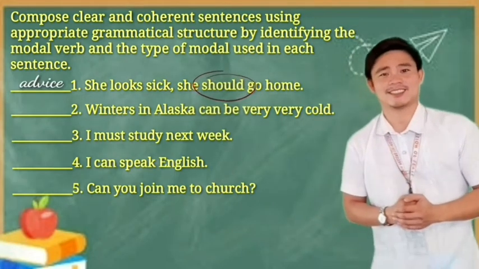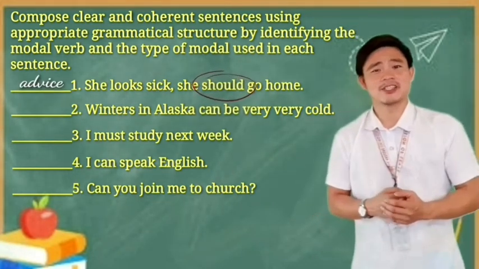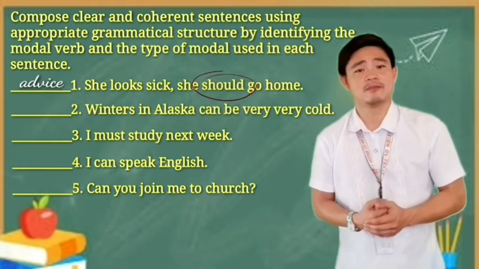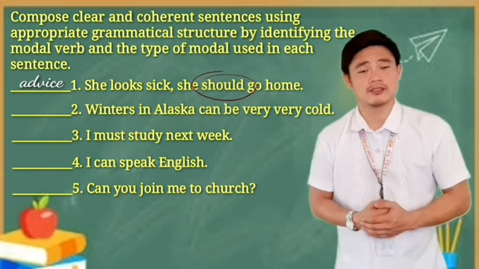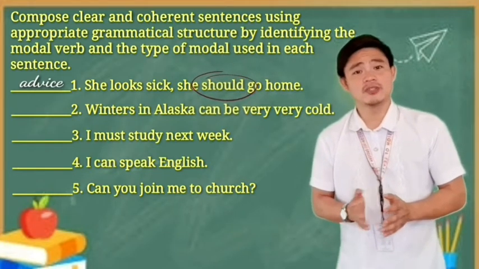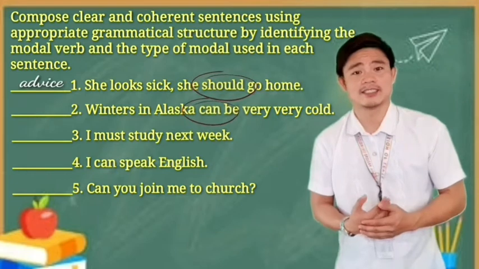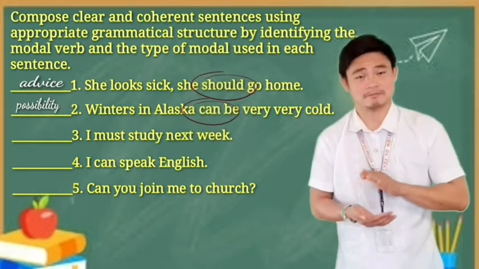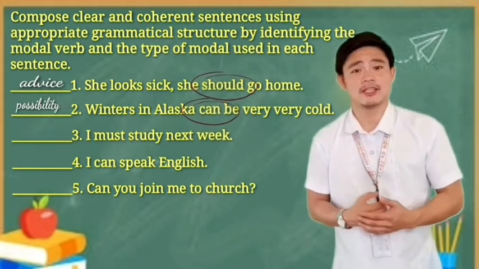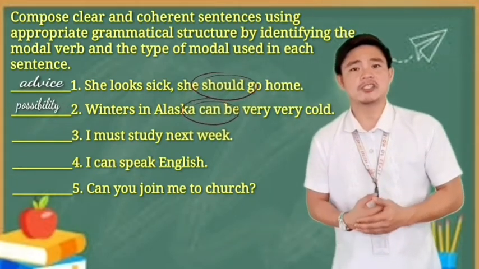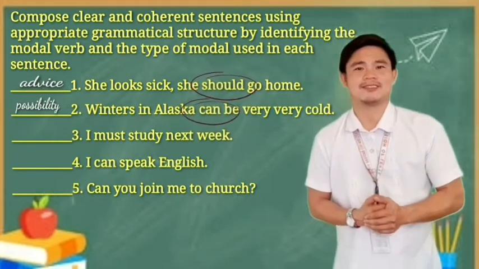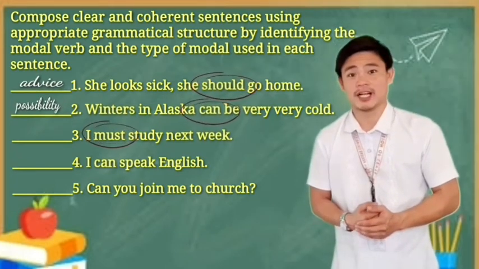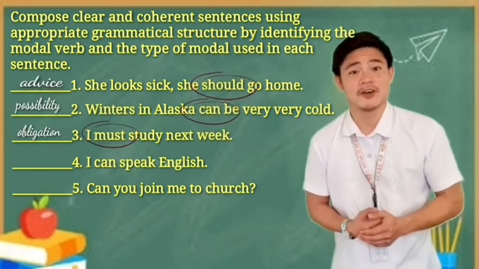Correct. Next, sentence number 2. Winters in Alaska can be very, very cold. The modal verb used is can, and the type of modal is possibility. Correct. Sentence number 3. I must study next week. The modal verb is must, and the type of modal is obligation. Correct.